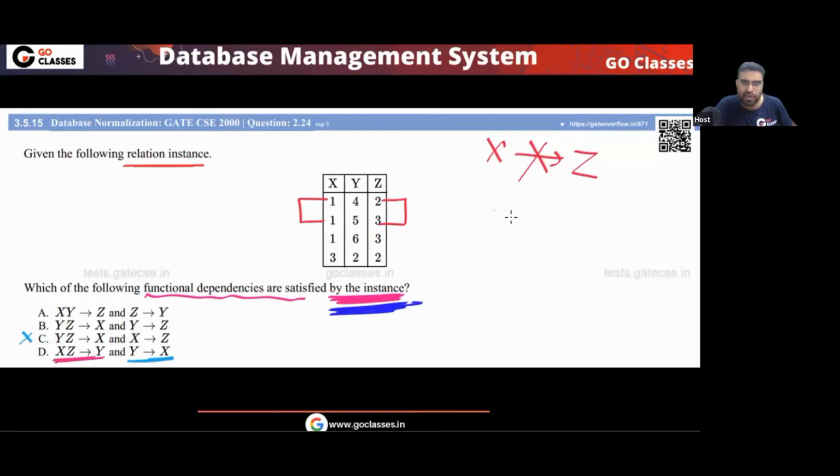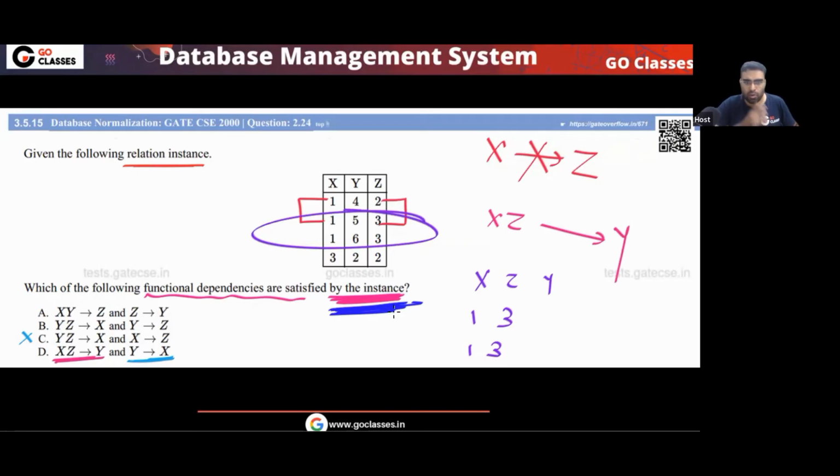But what about XZ determining Y? Can I say XZ determines Y? No, because you can easily see XZ is 1, 3 in both, yes or no? Look at these two tuples. XZ is 1, 3, but what is the value of Y? In these two tuples, the XZ combination is the same, but the Y value is different. So this is also not correct. So what is the final answer? The final answer is option B. Is this clear?